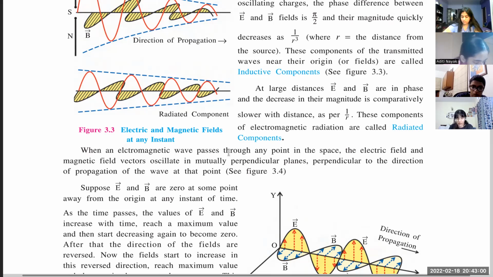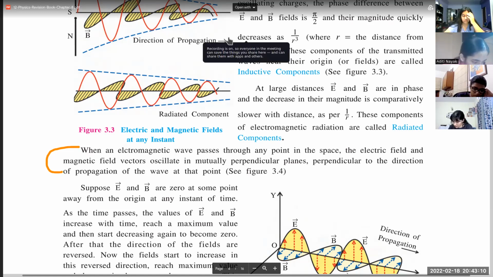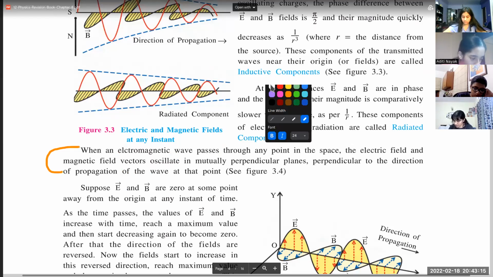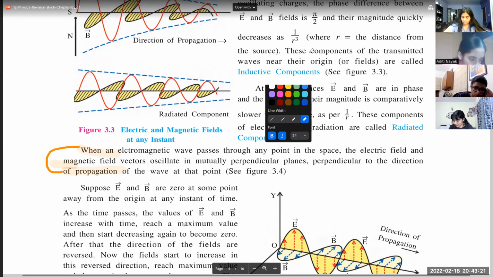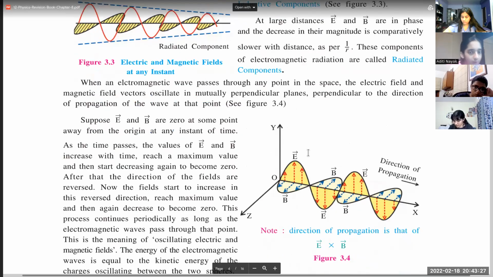I got disconnected. What do we have to write again after the phase difference? This line, when EM waves. Can you see what I'm annotating on the screen? Yeah, now I can. Okay, these three lines. After this, make this diagram.